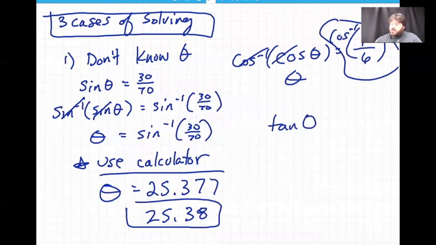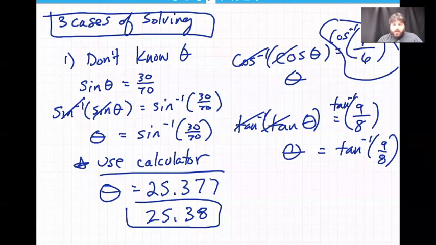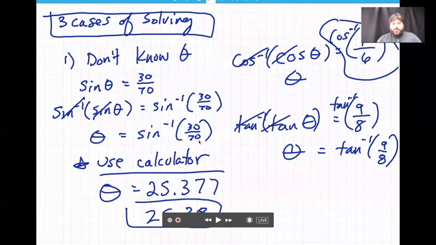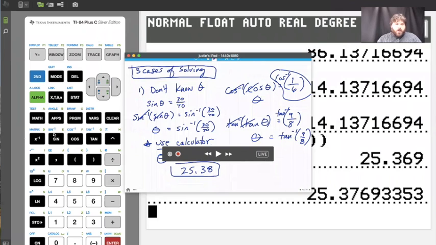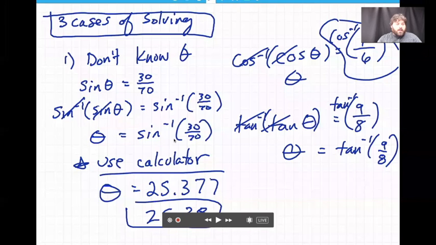If you had the tangent of theta equals 9/8, well, then you would do tan inverse of both sides. That tangent inverse will cancel with the tangent and leave you with this thing, tangent inverse of 9/8, which you just use your calculator to find. It'll tell you the angle. So those are all here under sine, cosine, and tangent. You see those second functions, they're all right there. That's the first case, if you don't know theta.